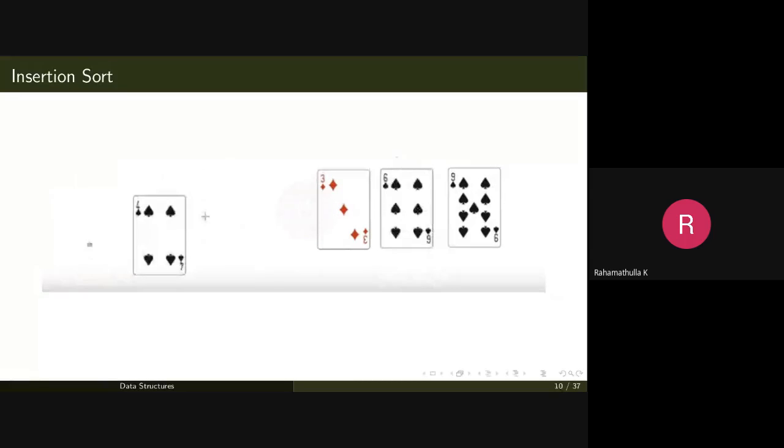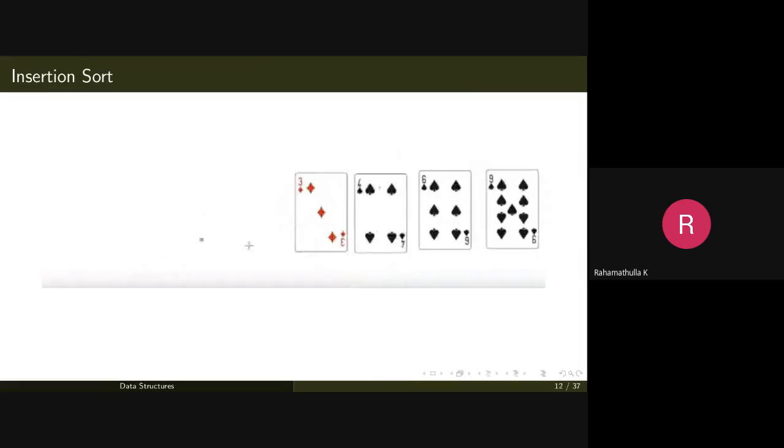Next, 4 is taken. So from the left hand side, each element is taken in its corresponding order, and it is inserted into the right hand side in its appropriate order based on the sorting algorithm. So 4 will be inserted here. So looking at the right hand, the data is sorted. So the cards are sorted.